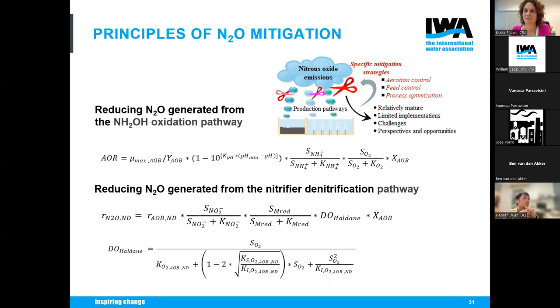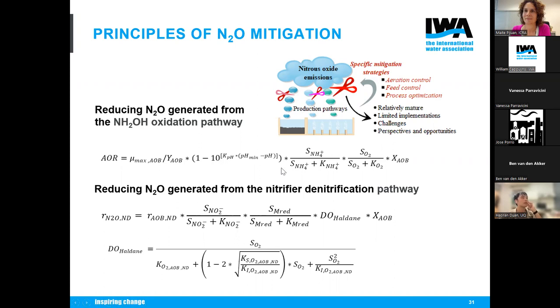So if we look at the N2O generation pathways, if we look at the hydroxylamine oxidation pathway, effectively we know that N2O emission from the hydroxylamine oxidation pathway is related to the AOR, ammonia oxidation rate, which can be described in a mathematical model in this equation. So we can see that if we are able to reduce AOR without compromising nutrient removal performance, we will be able to reduce N2O emissions.